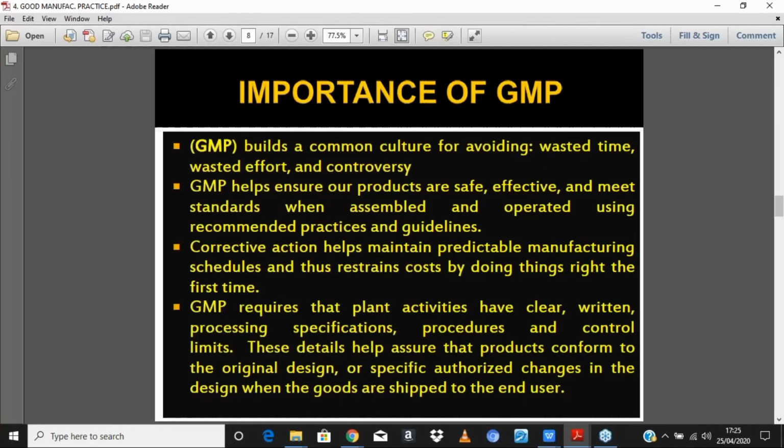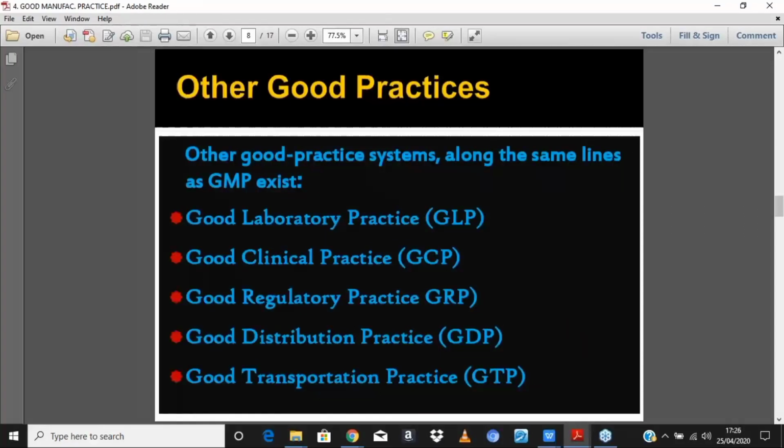So let's quickly look at what other practices we have, not only in manufacturing. You can see good laboratory practice, good clinical practice, good regulatory practice, good distribution practice, and even good transportation practice. All these are practices obtainable in the field. And you can see that practice is spelled with a C and not an S. That C shows that it's a verb and not a noun.